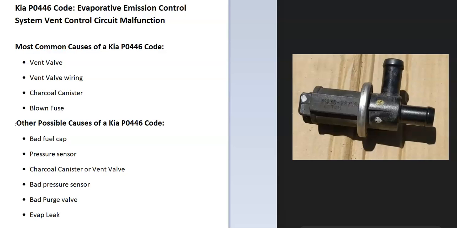Well, modern cars have an evap system that helps contain all the gas vapors inside the gas tank, and they get sent back to the engine and get burnt off so they don't escape into the atmosphere. And the onboard computer's seen a problem with this, so I have to be troubleshooting on why. And the most common cause of a P0446 code is going to be the vent valve wiring, possibly the charcoal canister, and possibly a blown fuse.